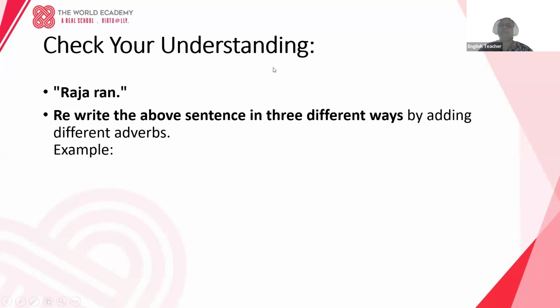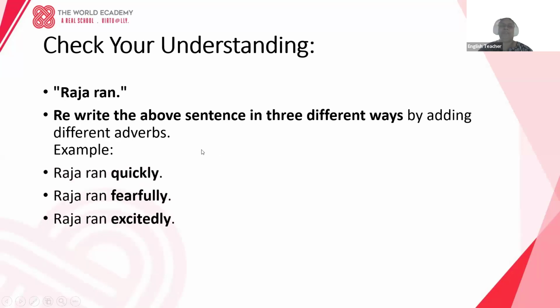Great. So these are my examples. Raja ran quickly. Raja ran fearfully. Raja ran excitedly. Okay, so maybe when Raja saw some unknown person following him, he ran quickly. He was scared. Maybe in the second sentence also, Raja ran fearfully when he saw a shadow crawling behind him. And when Raja came to know that his aunt had come from the US after 5 years, he ran excitedly back to home.